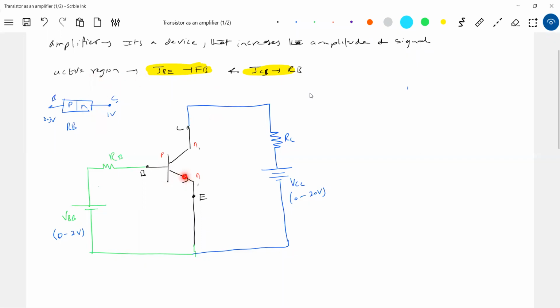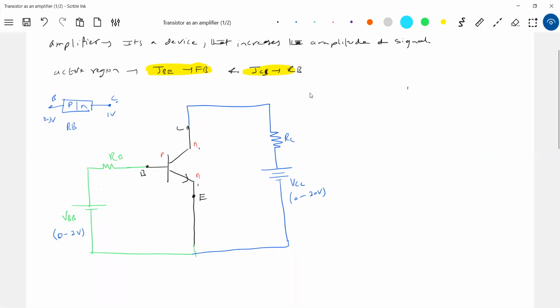Active region in the sense, VCC is how much, say let's take 20 volt. Then what should be the value of VC? It should be at least half of this one, no? For to be in active region. Like that, I adjusted and I brought this transistor in active region.